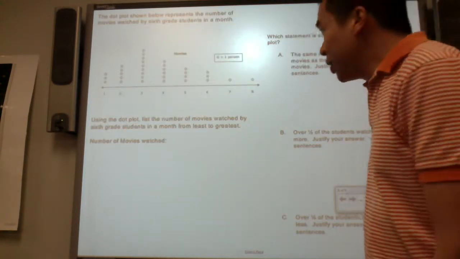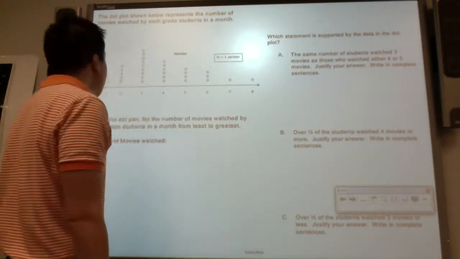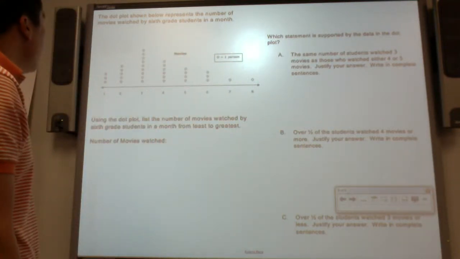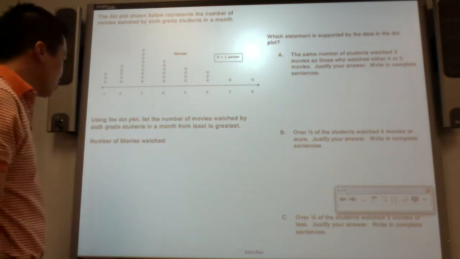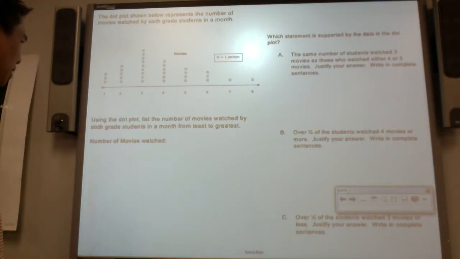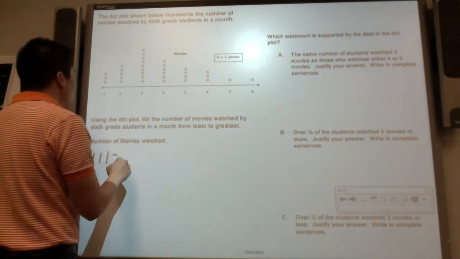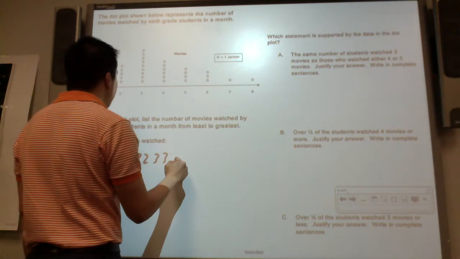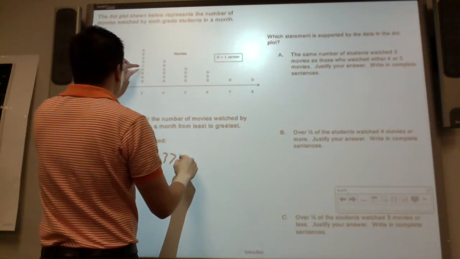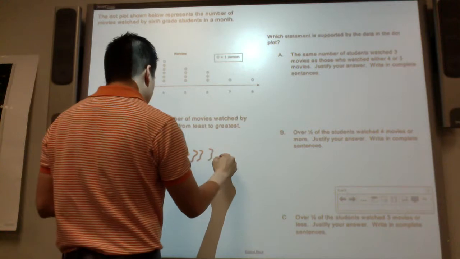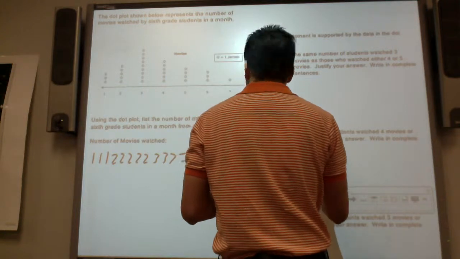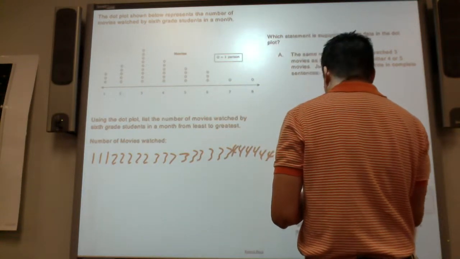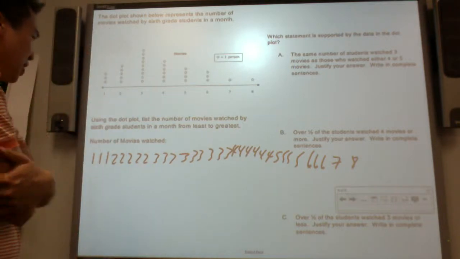And the last thing we're going to do is, given another dot plot, this is a dot plot about the number of movies watched by 6th graders in a month. Dang, there are a lot of 6th graders. I never watched movies ever. Use the dot plot, list the number of movies watched by 6th grade students in a month from least to greatest. So we have 1, 1, 1, 2, 2, 2, 2, 2, 3, 3, 3. How many 3s are there? 9 of them. There are 1, 2, 3, 4, 6 4s, 4 5s, 3 6s, 7, and 8. So a lot of students, as you can tell.